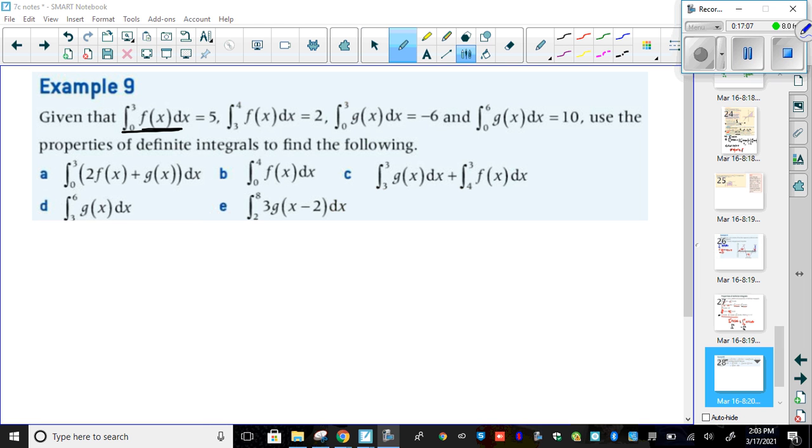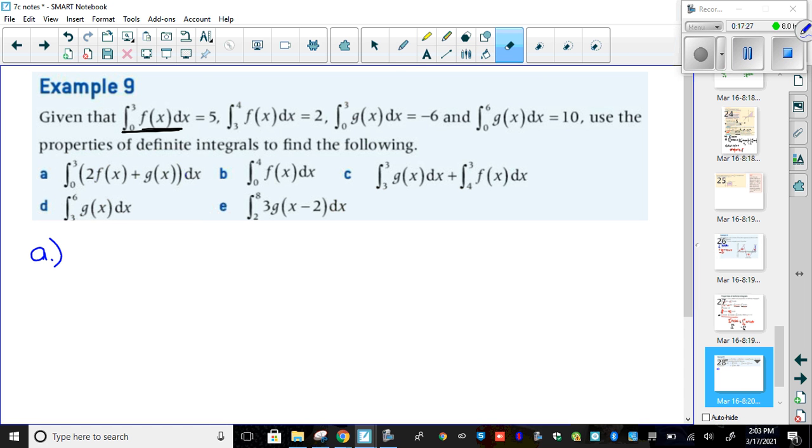Okay, so I'm going to start with A. One thing you need to realize with A is the 2 is just in front of f of x. It is not in front of everything. Sometimes it will be in front of everything, and there'll be a set of parentheses inside here as well. So you have to know where that multiplier is.